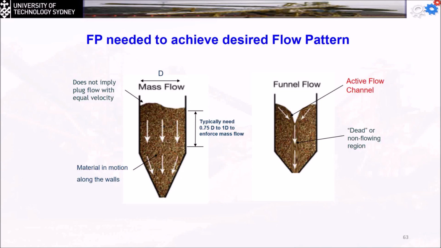We have to know about the diameter. Typically the height is going to be 0.7 multiplied by the diameter, to enforce the mass flow. In the case of funnel flow, we're going to have what we call dead or non-flowing regions, which are going to hold the material, while at the top we're going to have the active flow channels, which make the material run only in a funnel shape, but everything on the side is going to be built up or dead.